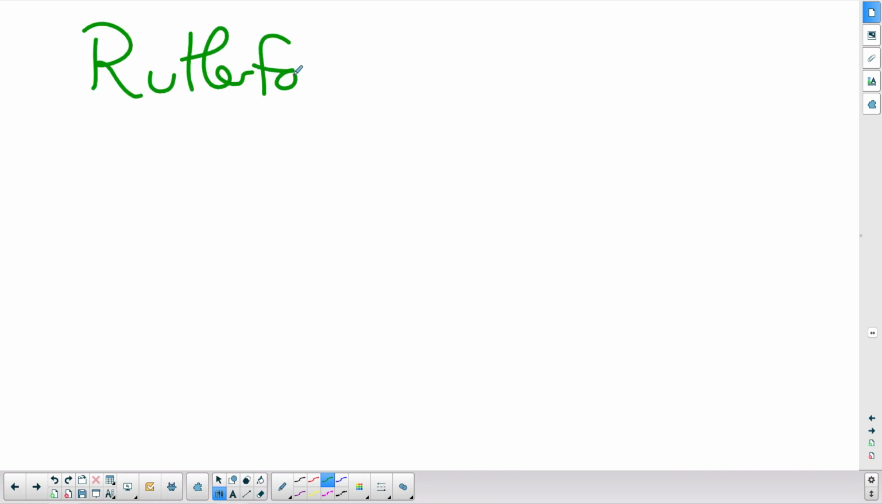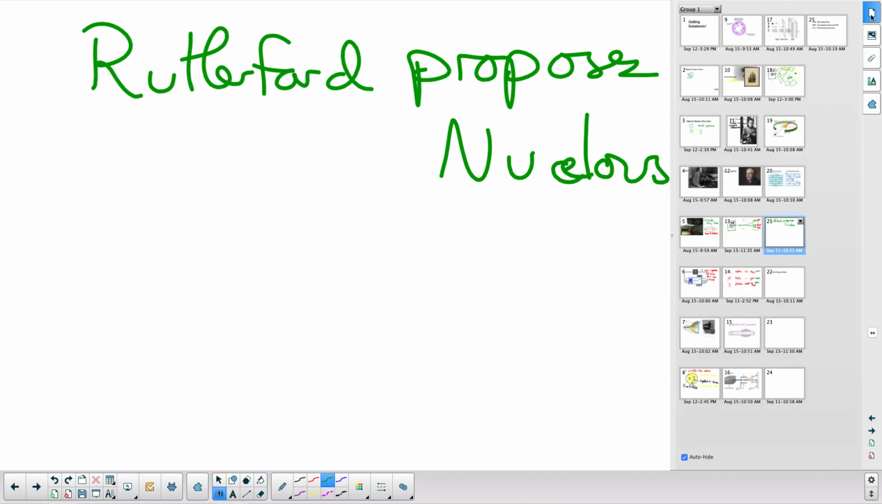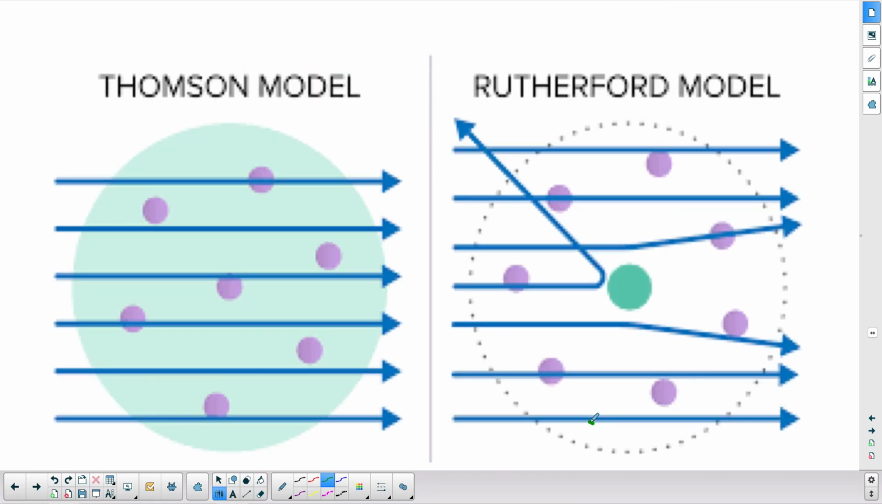Rutherford proposes a nucleus. The idea that there is an atomic nucleus, this is the first experimental evidence thereof. He was the first person to come up with this idea that you have an atom and there's a nucleus. I think there's an E between the C and the L, but I don't really know because I can't spell.